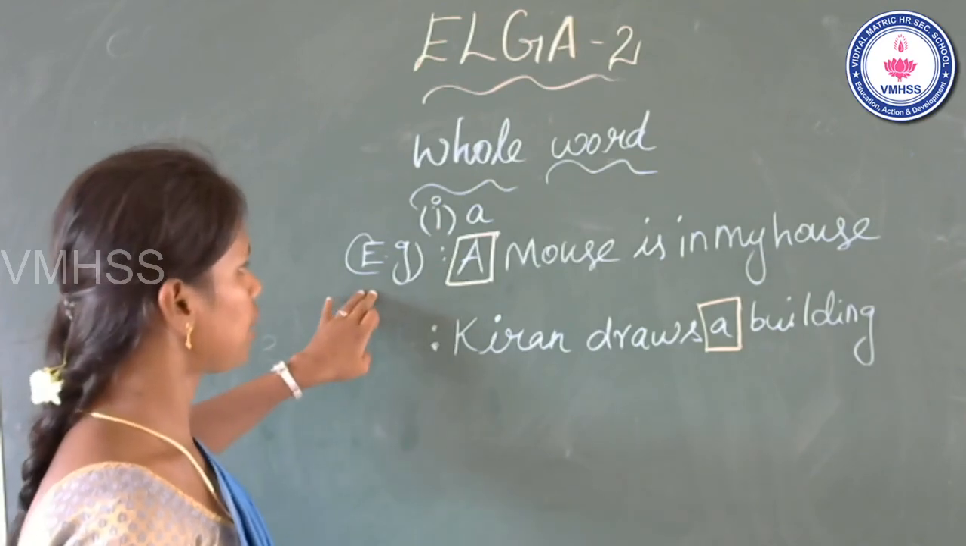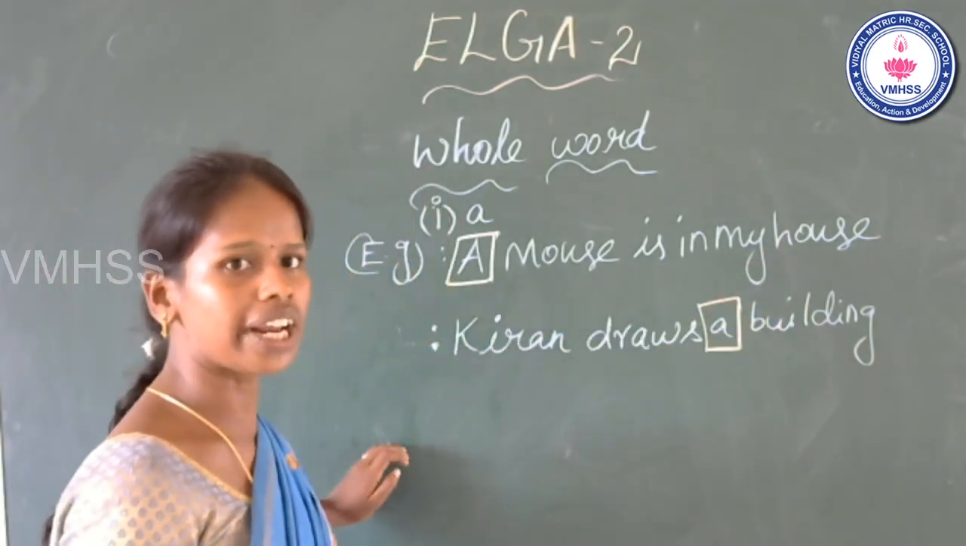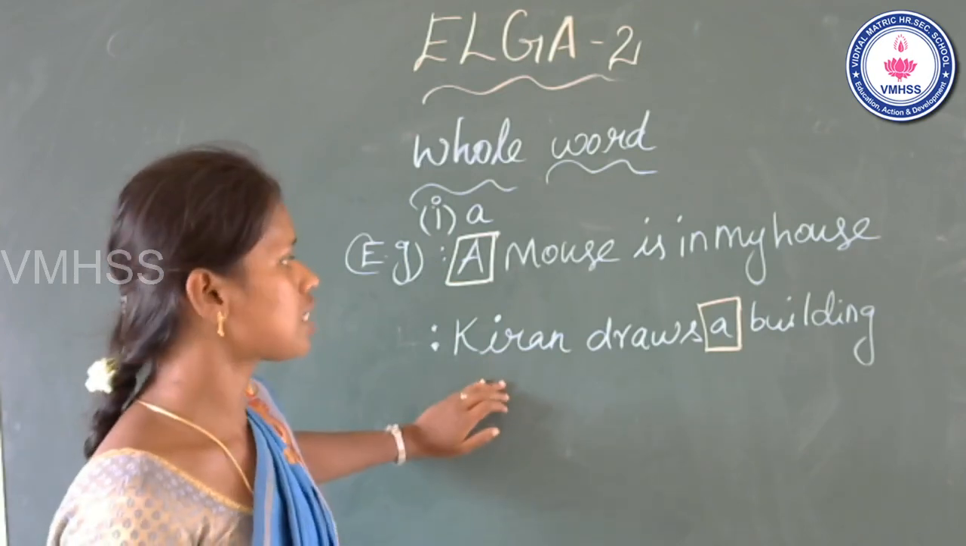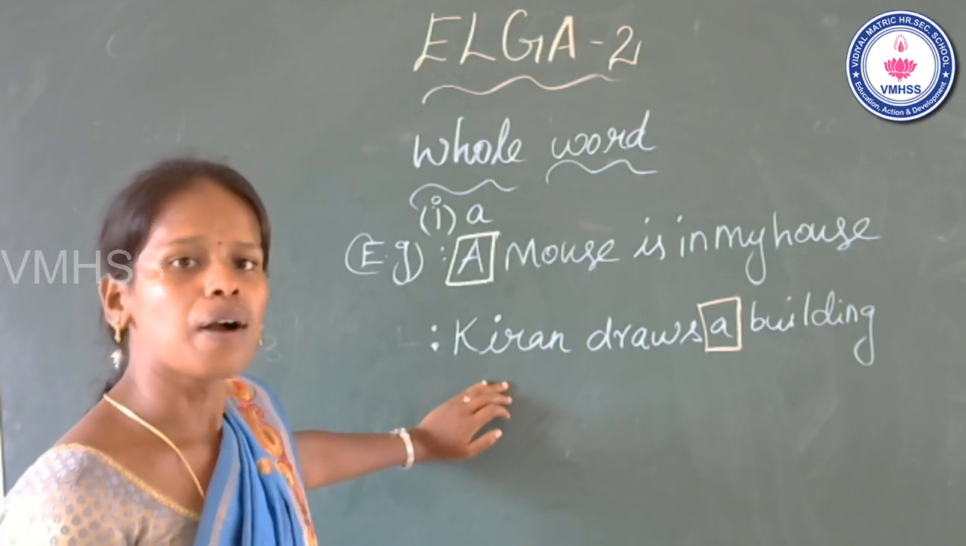The first example is, a mouse in my house. The second one is, Kiran draws a building.